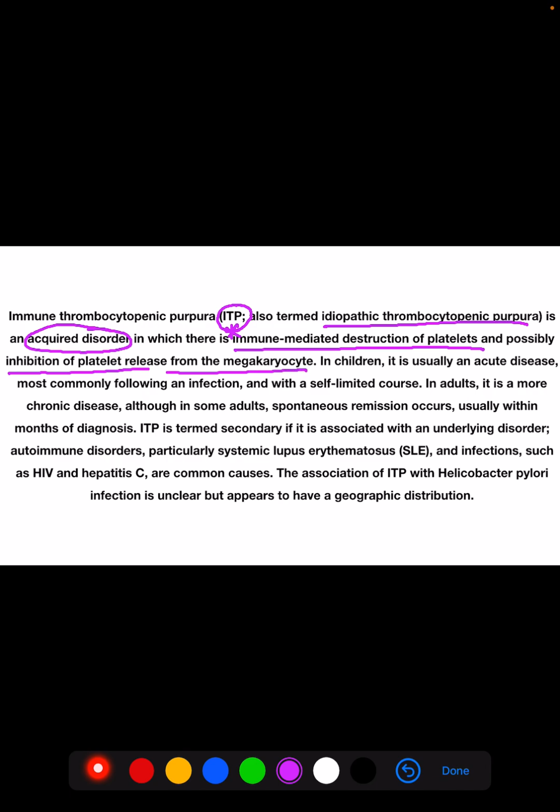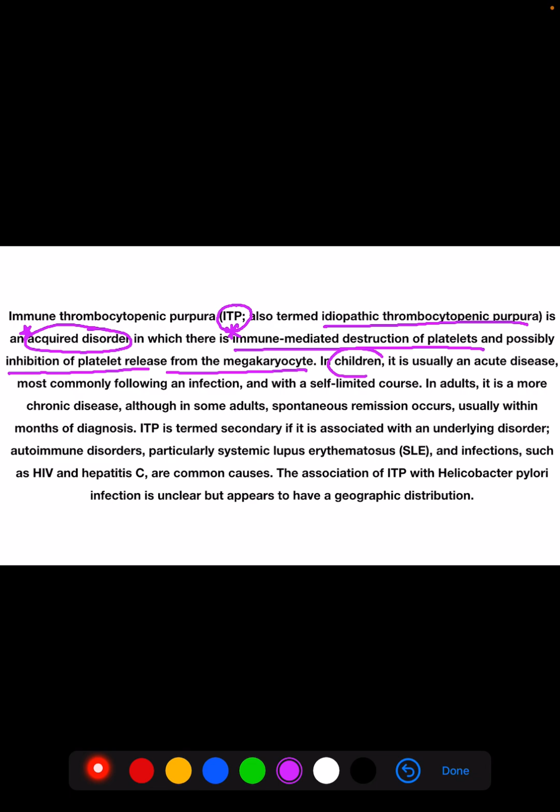the megakaryocyte. ITP is also called idiopathic thrombocytopenic purpura. This is an acquired disorder. In this acquired disorder, there is an immune mediated destruction of the platelets, and possibly there is also inhibition of the platelet release from the megakaryocyte.